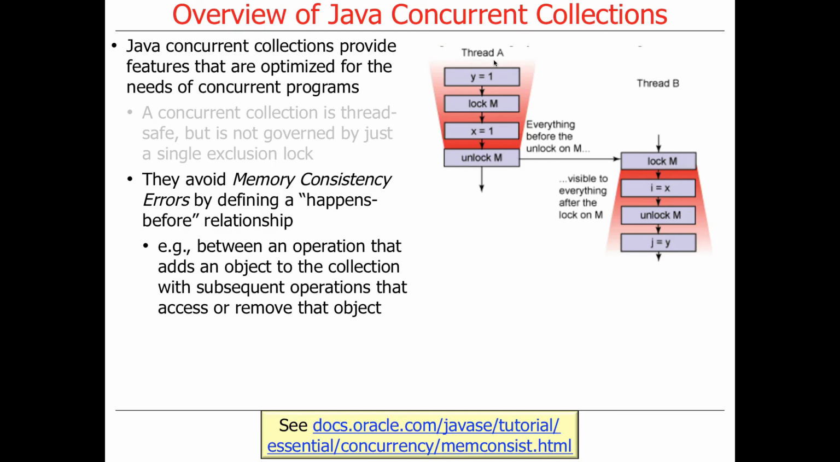And that basically says that, for example, an operation that adds an object to a collection will happen before any subsequent operations that access or remove that object. And we'll talk a lot more later about happens-before relationships.